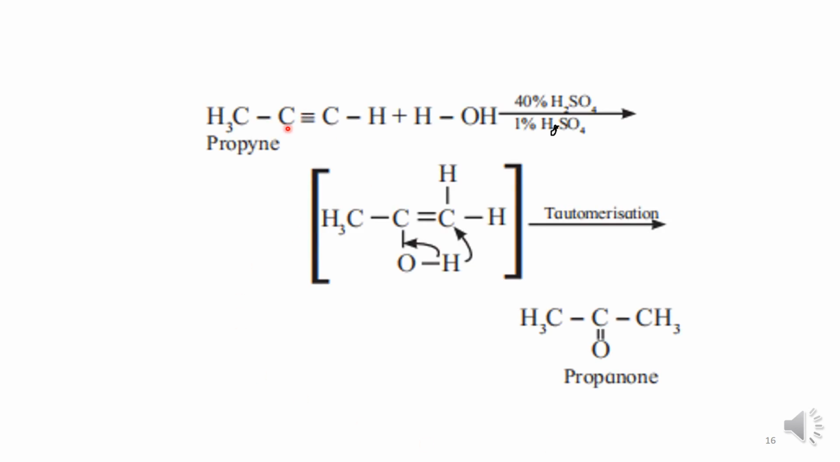Similarly, if we are taking propyne, propyne will add one H2O molecule in presence of 40% H2SO4 and 1% HgSO4. The compound which is formed is an alcoholic compound, which on tautomerism gives us a ketonic compound, propanone.